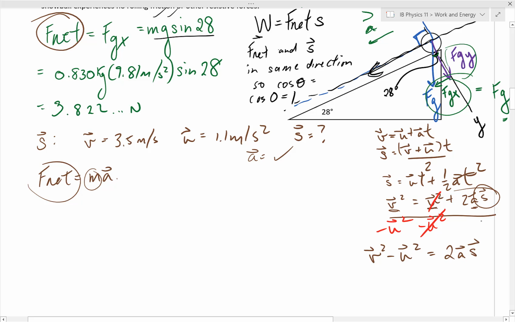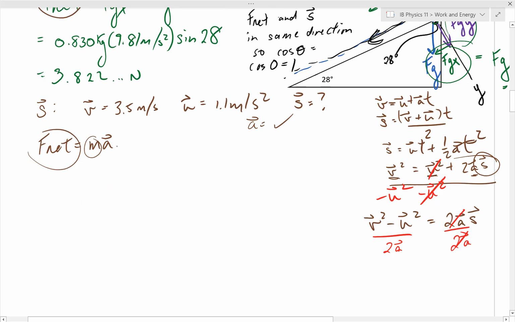So I have subtracted initial velocity squared on both sides. I'm going to isolate for displacement here by dividing both sides by 2a. I get v squared minus u squared divided by 2a. So to find displacement, we need the acceleration, which then we will need Fnet equals ma first.